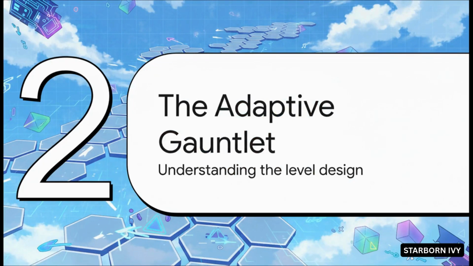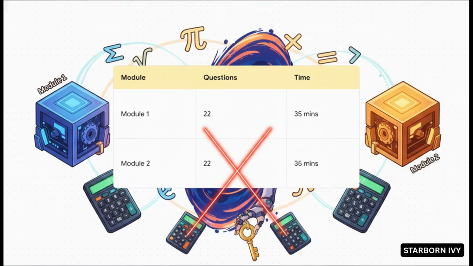The digital SAT has this unique structure, you could call it the adaptive gauntlet, and it literally reacts to how you play. On the surface, it looks pretty simple, right? 2 modules, 22 questions each, 35 minutes each, and hey, you get a calculator for every single question. But there's a huge twist hidden in how you get from Module 1 to Module 2.